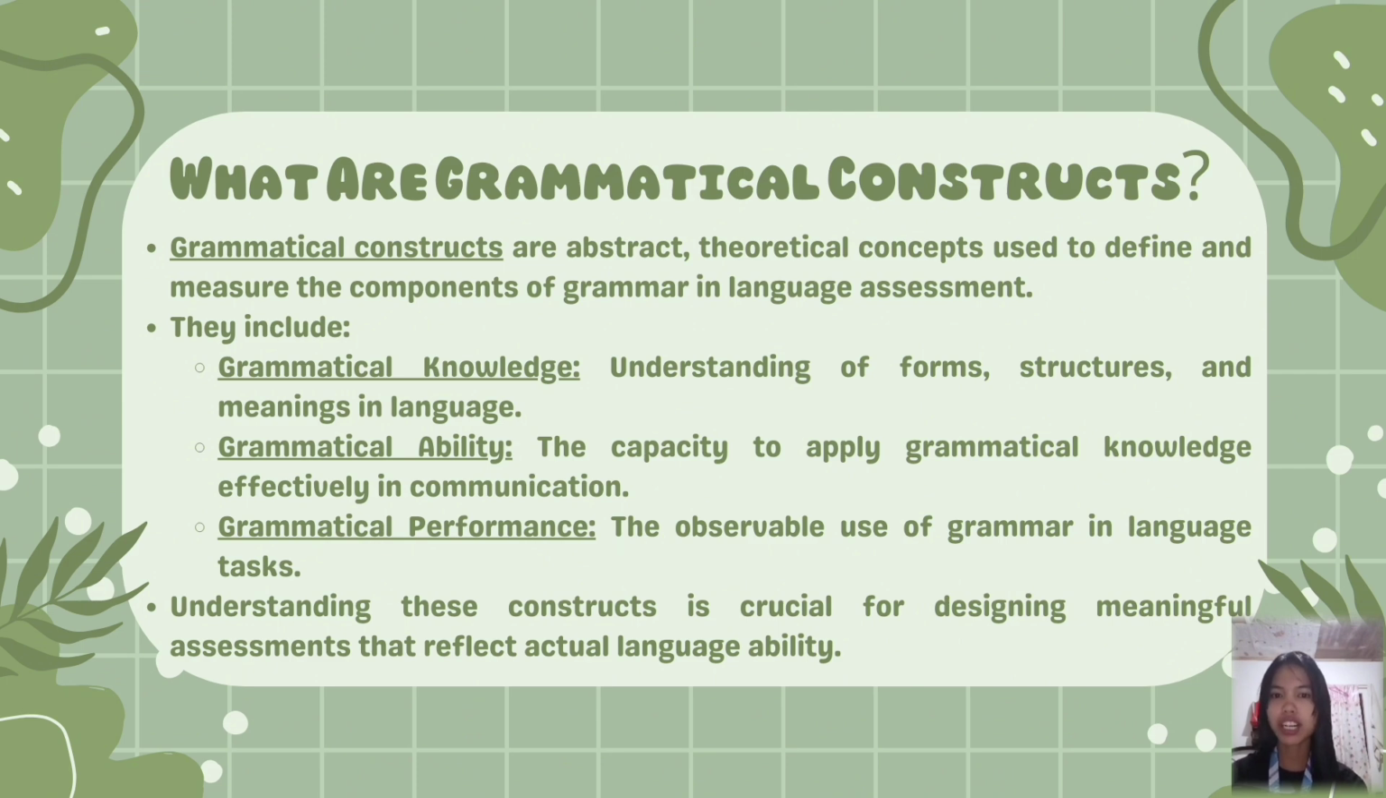First, grammatical knowledge. This is about knowing grammar rules. For example, knowing that "he go" is wrong and should be "he goes." Second, grammatical ability. This means being able to use grammar correctly in real situations, like writing a formal letter using proper tenses. Third one is grammatical performance. This is what we actually see or hear when someone speaks or writes.